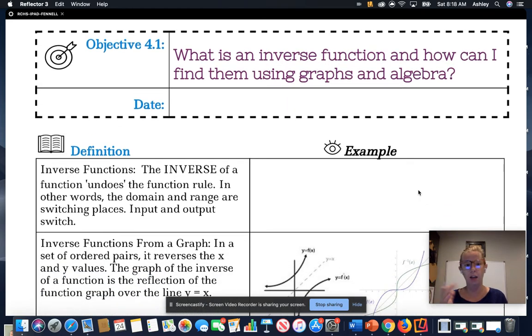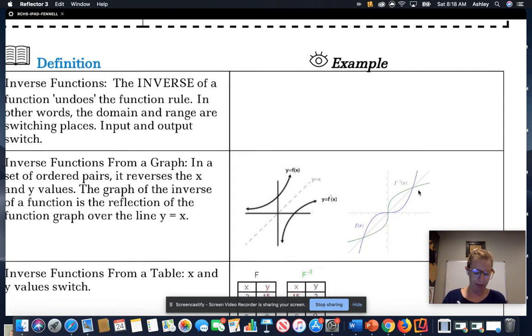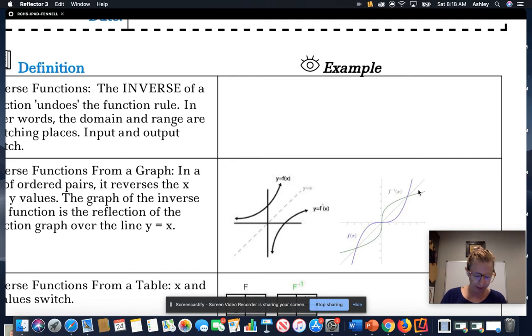So they undo each other. If we look at a graph, inverse functions will be a reflection of one another over the line y equals x. In this example, this is the line y equals x, a line with a slope of 1 and a y-intercept of 0. You'll notice that this function f of x and this new function, f to the negative 1 of x, are reflections over that line.